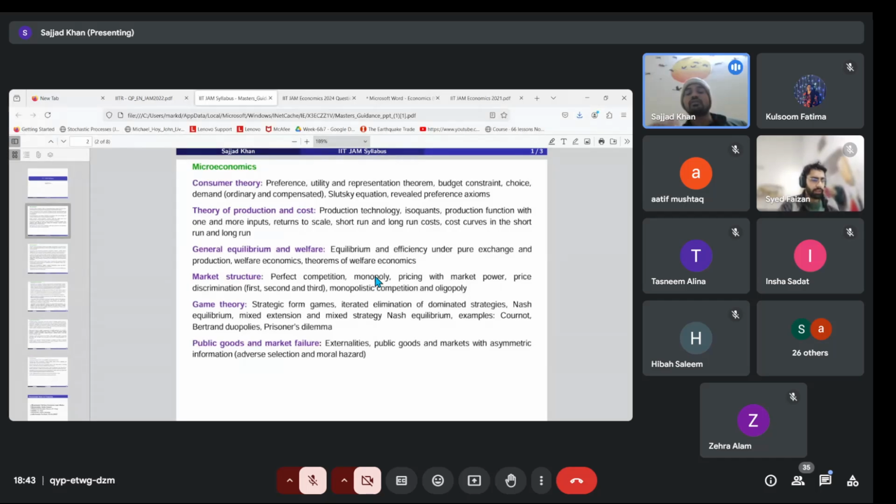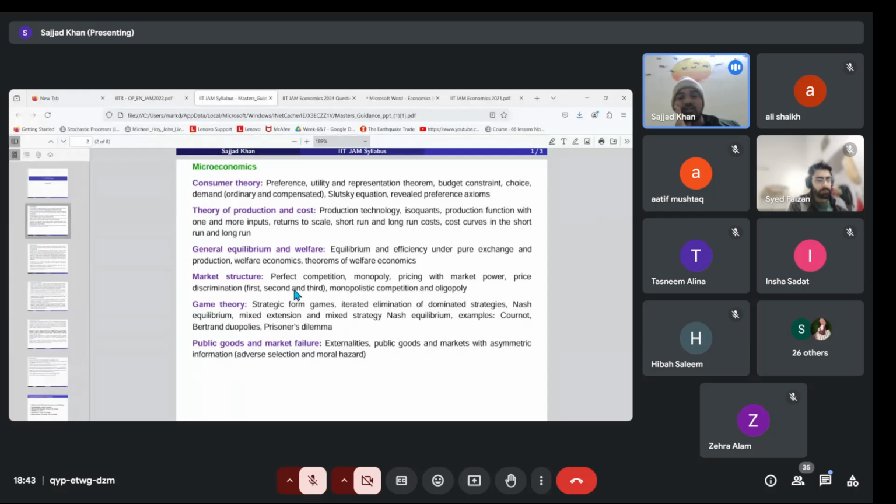Other concepts will be used with this, but some questions will be directly asked from price discrimination: first degree, second degree, third degree price discrimination. Among them, third degree price discrimination is the most important. They may also ask about second degree price discrimination, where we provide discounting. It is actually a bundling type question that will be asked from this.